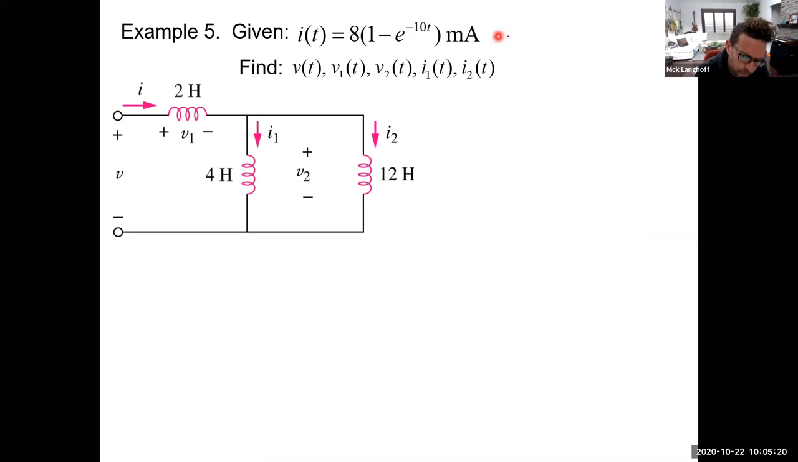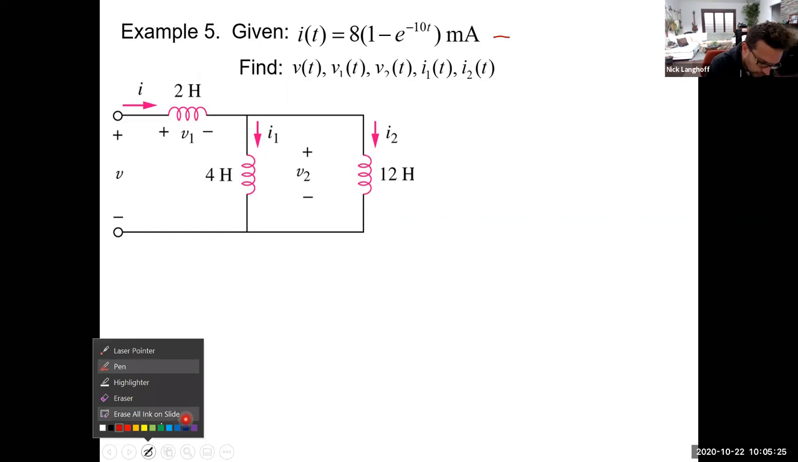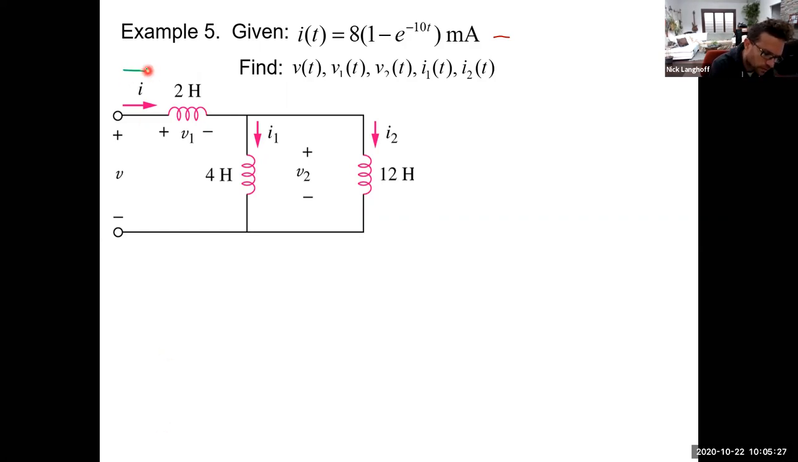Notice that the current coming into this circuit has been defined as I times 1 minus e to the negative 10t. This is non-steady state. So what we want to find is all of the voltages and currents. We want to find V of t.